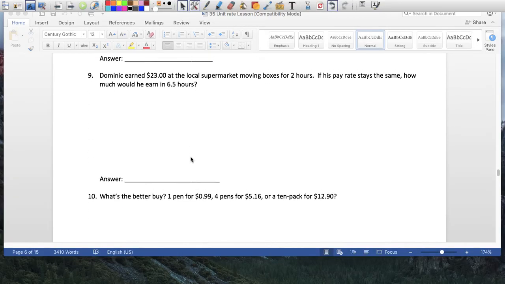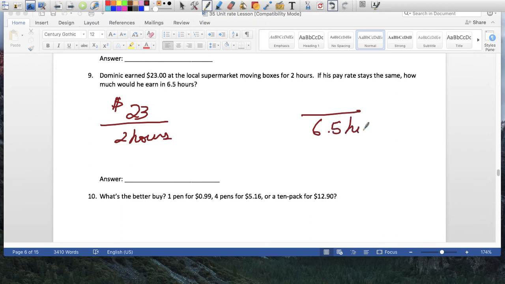Number 6. Dominic earned $23 at the supermarket for 2 hours. So let's write that relationship first. For 2 hours of work, he got 23 bucks. How much would he earn in 6.5 hours? So eventually we want to find out how much he made working 6.5 hours. So let's find our unit rate here.